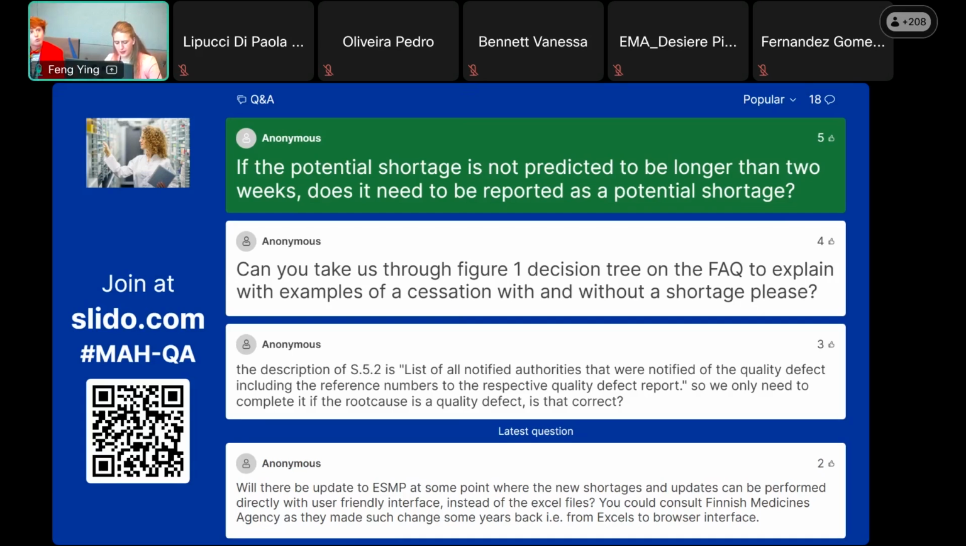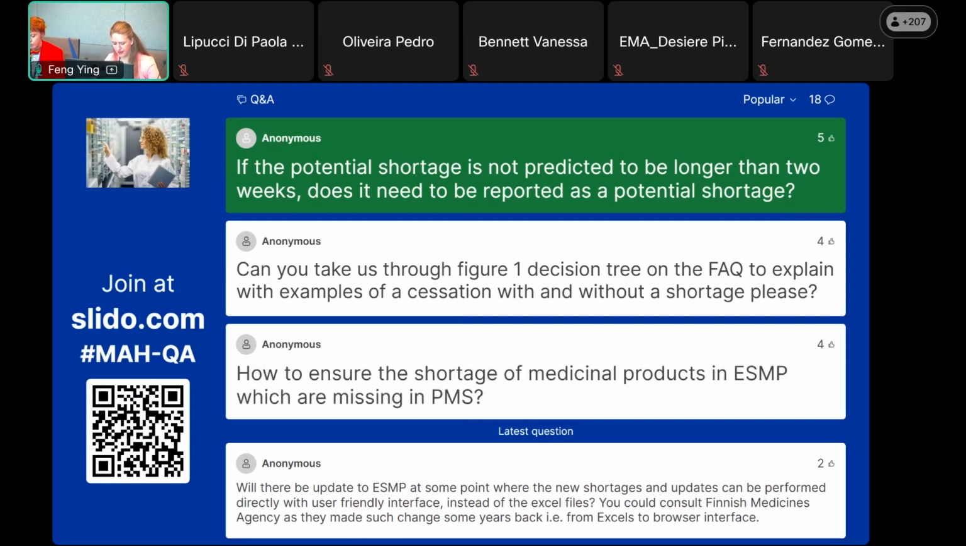I have one more comment on this actually. Often discontinuations are commercially driven, for example, due to low sales and low number of patients. In this case, of course, the impact on the patients would be quite low. And then if it's shorter than 2 weeks, this may be acceptable.